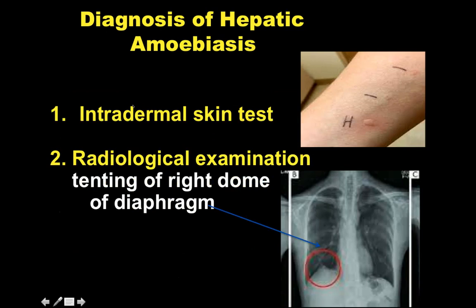Then we can also perform an intradermal test, where the antigen of Entamoeba histolytica is injected intradermally, and after a few hours you see wheal formation. Radiological examination shows tenting of the right dome of the diaphragm, because the abscess present in the right lobe of the liver pushes up the diaphragm, and you see this tenting.